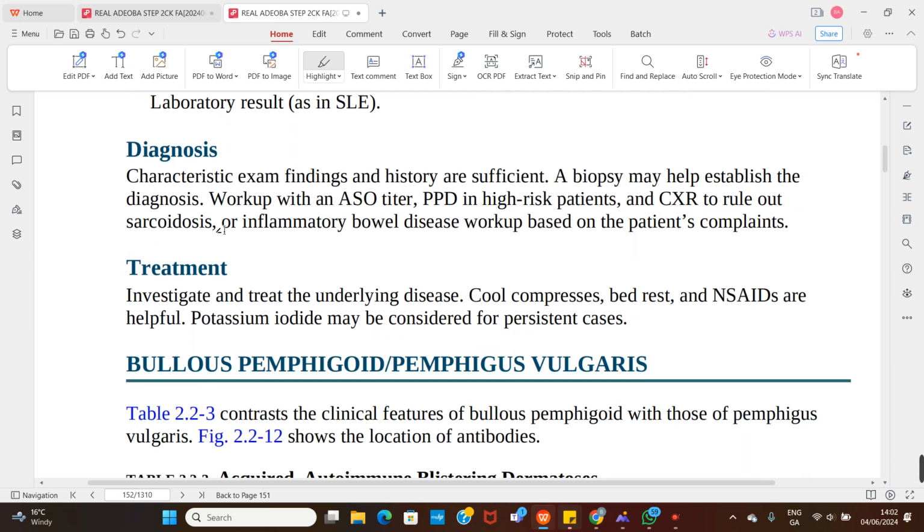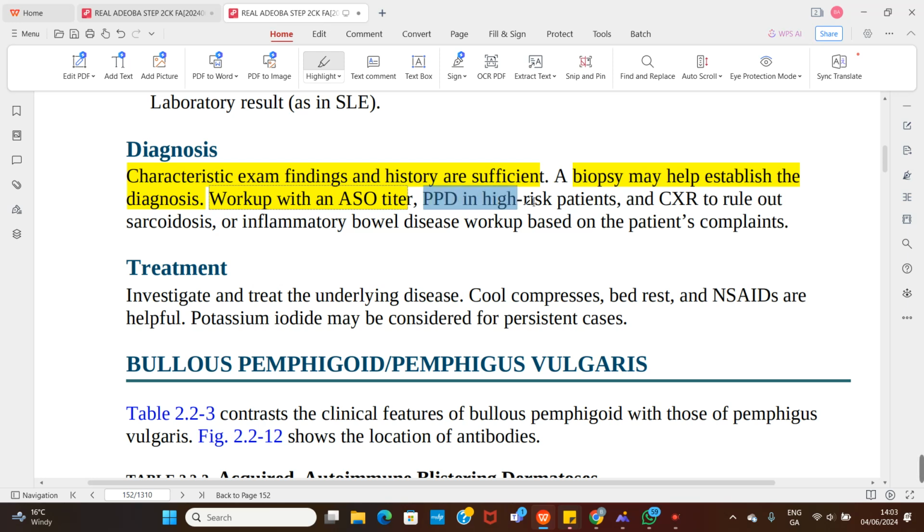So usually the diagnosis is clinical, the exam findings and the history are sufficient. You can obtain a biopsy to establish your diagnosis. And what are we looking out for? Inflammation of the fat tissue, panniculitis. You can do your laboratory workup to investigate for the cause. We already have our stylish S for the streptococcal. So we want to evaluate the anti-streptococcal titer, the ASO titer, which is going to be elevated.